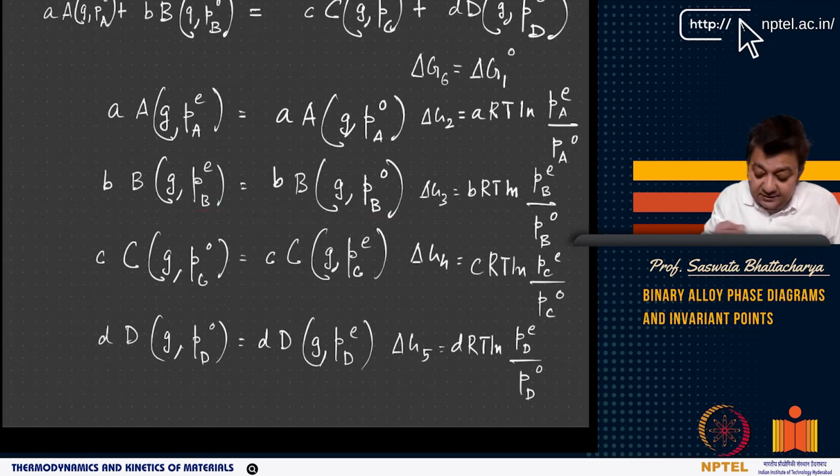Similarly for C, you had this pure state that was known. Now this is converted to G, the vapor phase, but PC is in equilibrium, right? This is the equilibrium vapor pressure when both of them coexist. Now in that case, the delta G2 in this reaction, from A naught to A equilibrium, right? There is this reaction. So basically, your delta G2 becomes A RT, right?